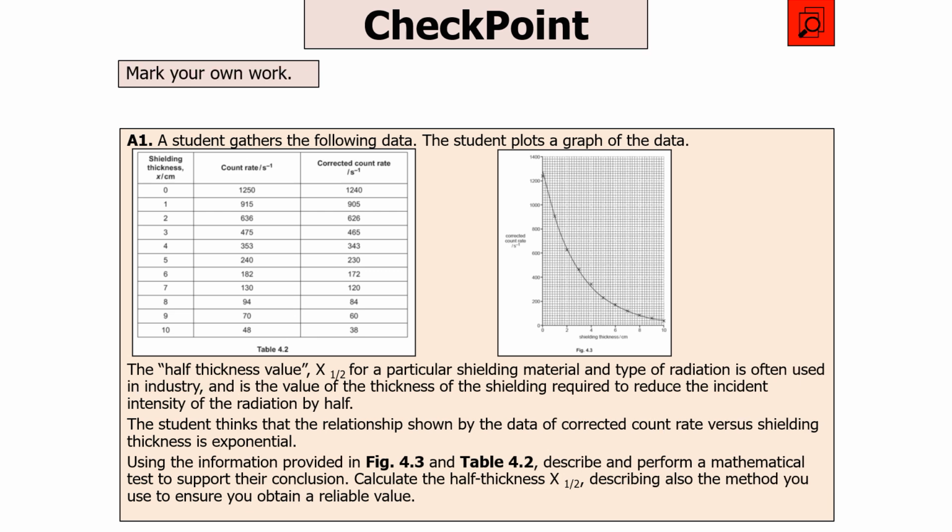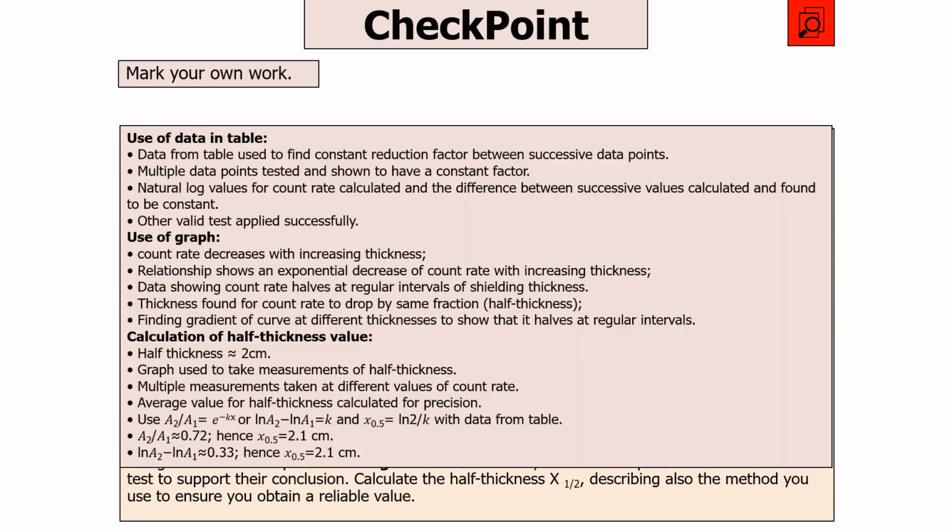Right, in this one, how could you use the data? The data from the table could be used to find the constant reduction factor between successive points. So you should use multiple data points and find that you've got a constant value. Or you could take the natural log of each count rate, and then the difference between successive values is calculated and found to be constant. So that's how you can determine exponentiality, either using natural logs or by taking the values and finding the rate of change, and the rate of change should be constant.